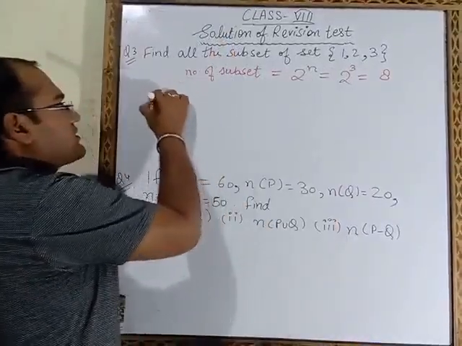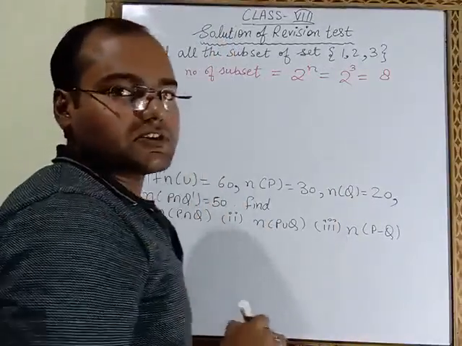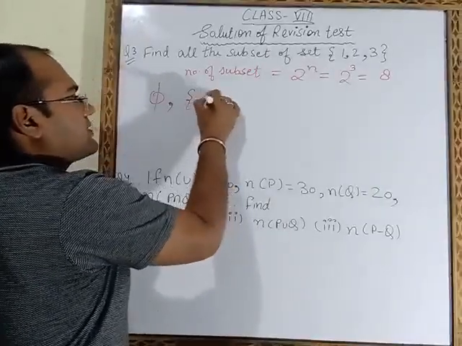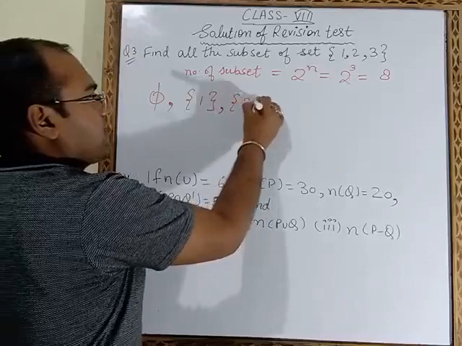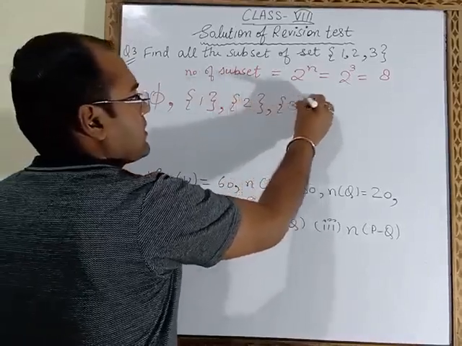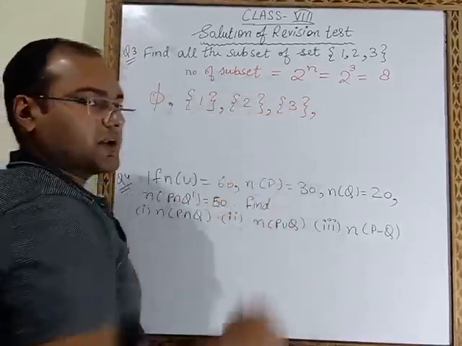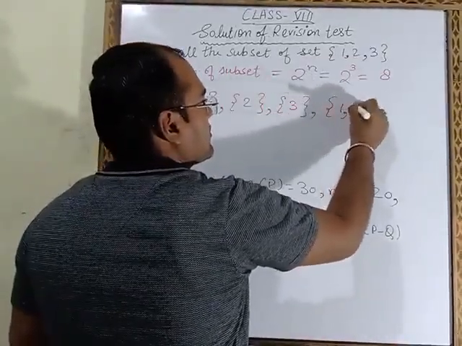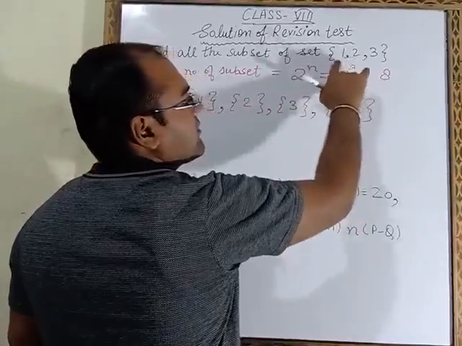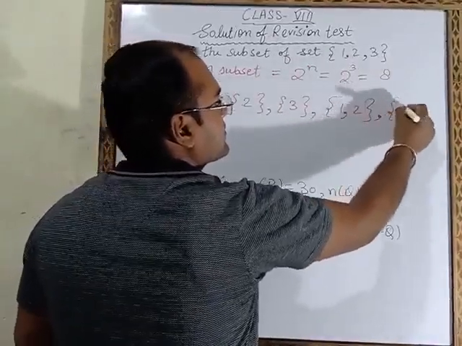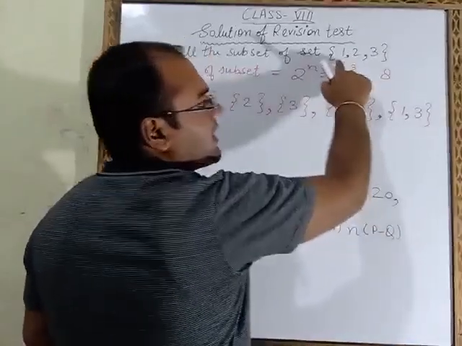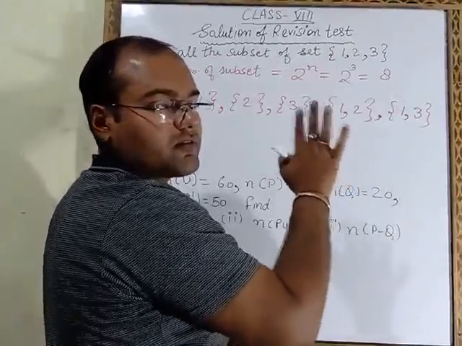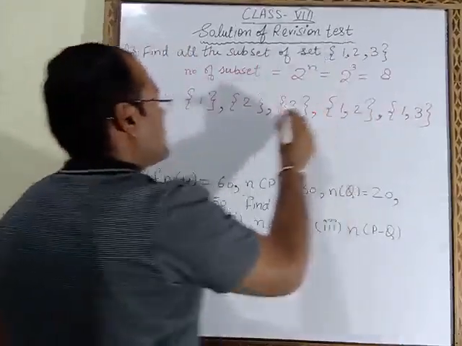Now first subset is null set. First subset will be null set. Then we have to write single numbers in different separate braces. {1}, {2}, {3}. Single numbers. Now we will write double, 2 numbers together. First we will take 1 and 2, then we will take 1 and 3. With 1 I have taken 2 also, with 1 I have taken 3 also. Now leave 1. Now we will take 2. 2 and 3 also.